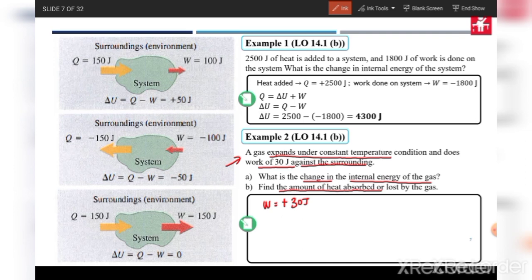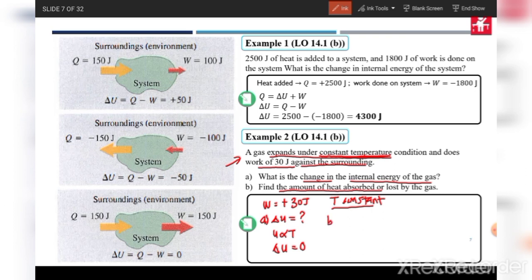We have another information, which is constant temperature, T constant. For A, the question asks you to find the change in internal energy, delta U. Since we know that U is directly proportional to T, and T is constant, that means delta U is equal to 0. Because there is no change in temperature, delta U is 0.